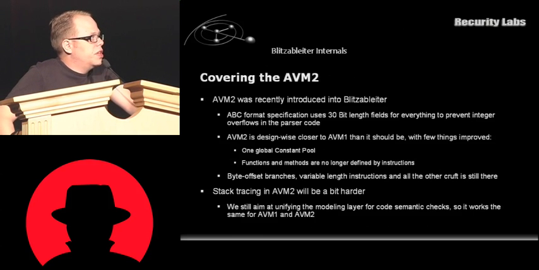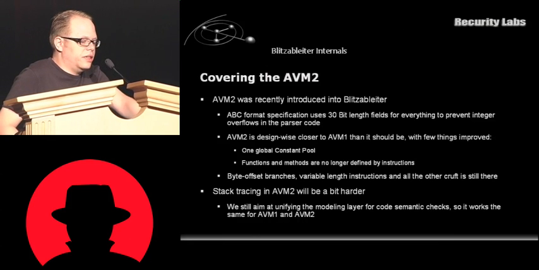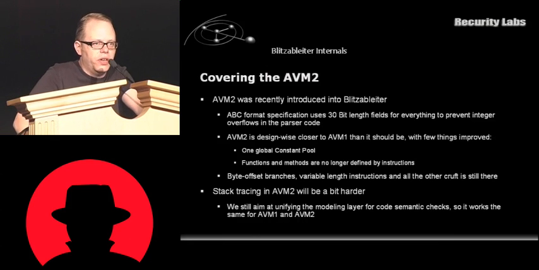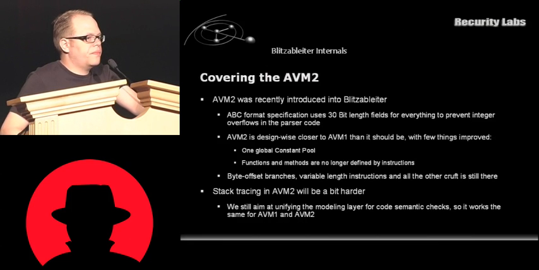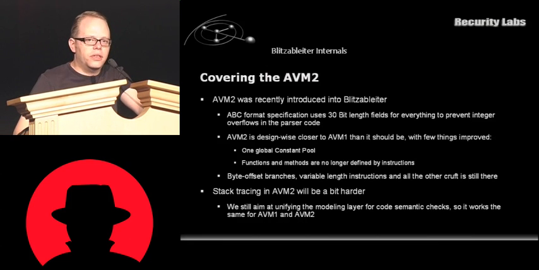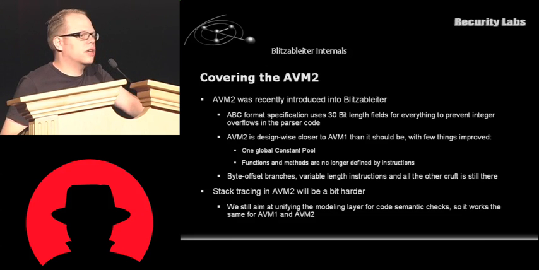The AVM2 is design-wise a lot closer to the AVM1 than it should be. What I'm trying to say is it's also fucked. They fixed a couple of things, so we actually only have one constant pool now, and functions and methods are actually defined in the file format. It's interesting because the ABC format that they use is a complete file format that goes into this one tag type. It looks a little bit like the Java class file format, actually.